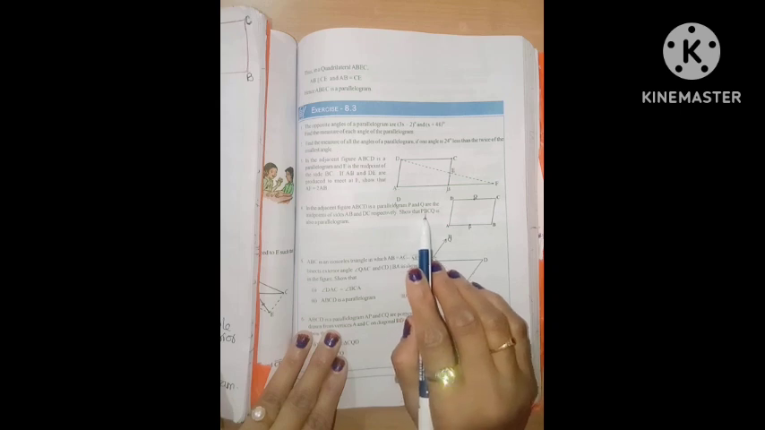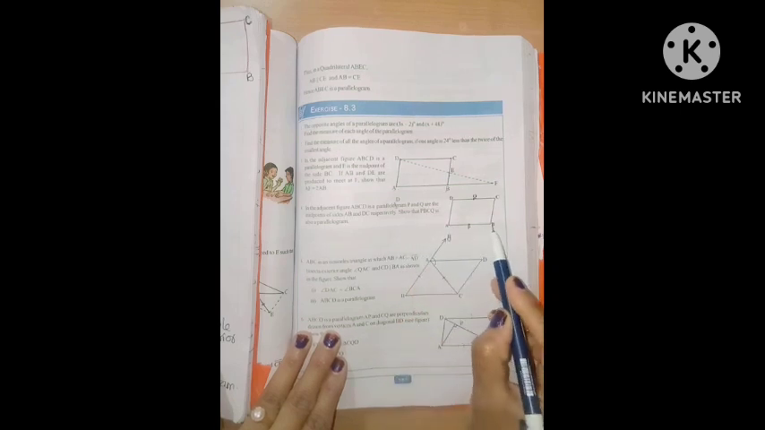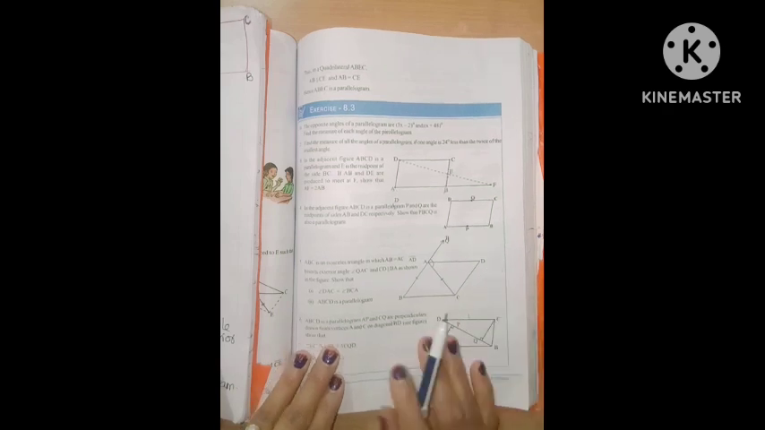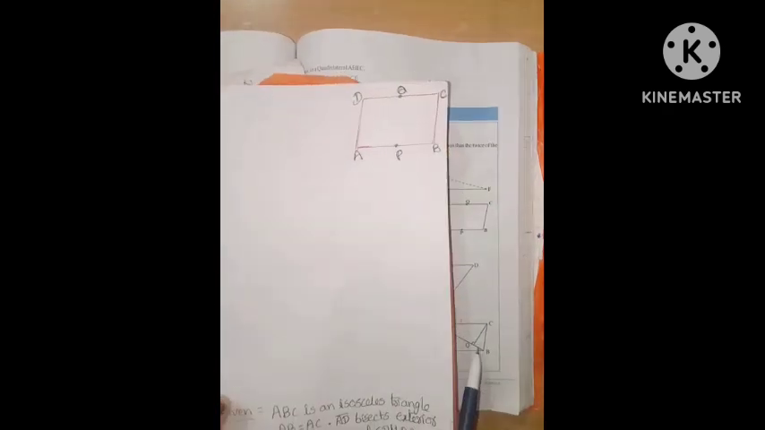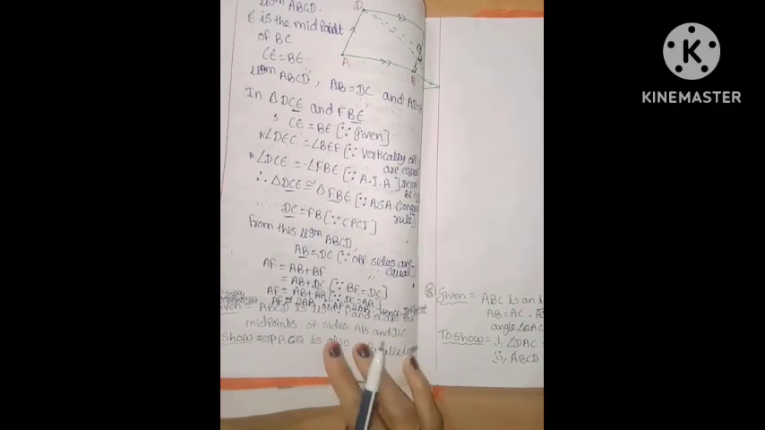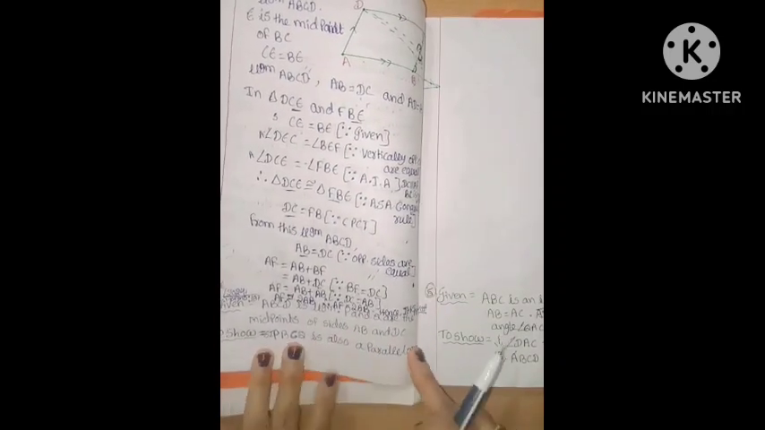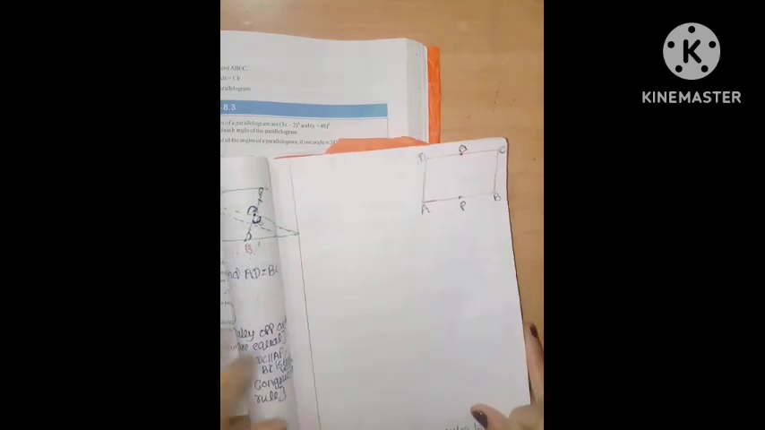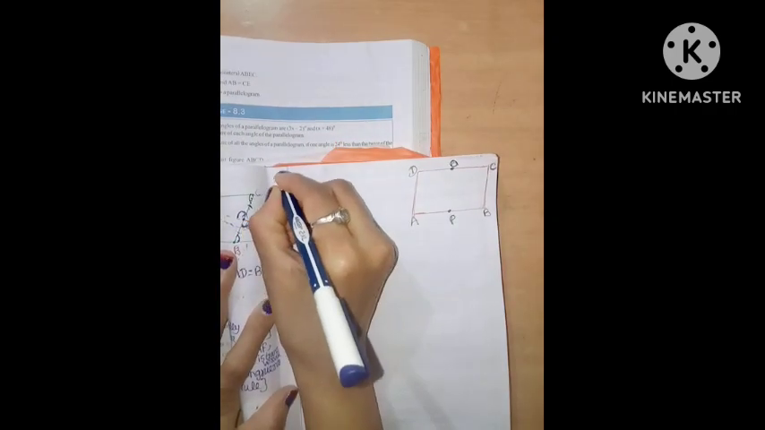So I have to show that PBCQ is also a parallelogram. Very simple. This problem's solution is very simple. First, how to write the given data in our problem. First, what is given? ABCD is a parallelogram. P and Q are the midpoints of sides AB and DC. Show that PBCQ is also a parallelogram. Let us do the solution for this problem.